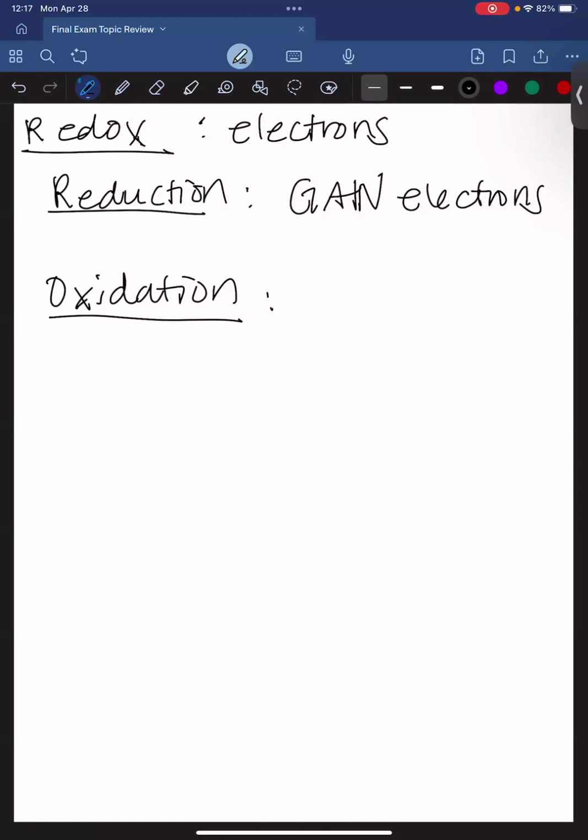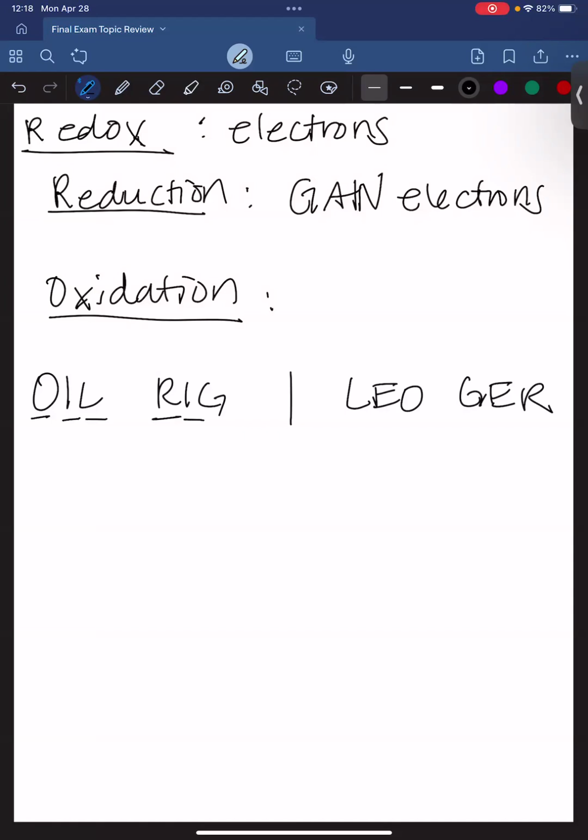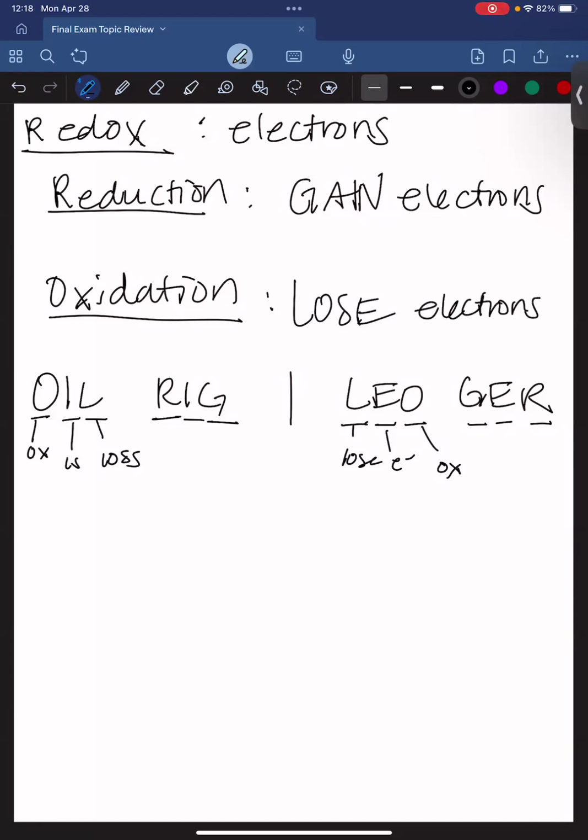So I reminded you of a couple of acronyms that you can remember this by. OIL RIG, or LEO says GER. Oxidation is loss, reduction is gain, or LEO: lose electrons oxidized, gain electrons reduced. And so in redox reactions, you always have something that is losing an electron and something that is gaining an electron. The electrons are always maintained somehow in the chemical reaction and are just moving around.